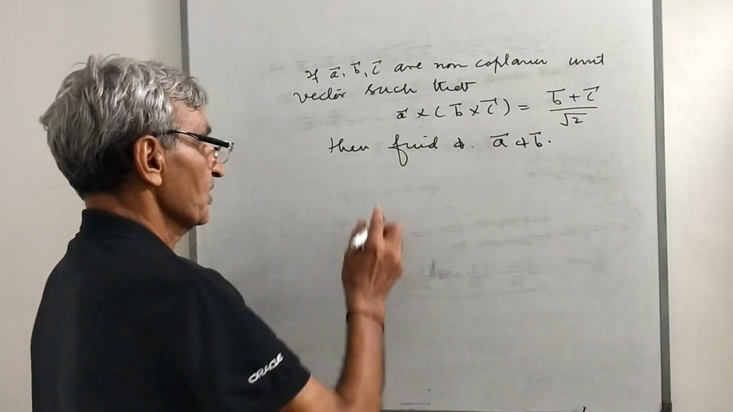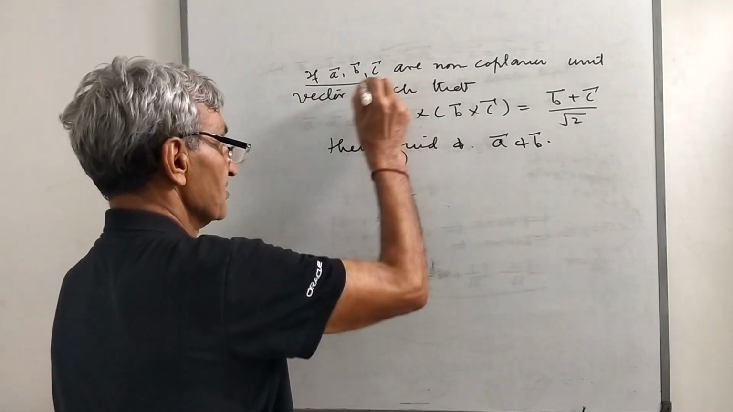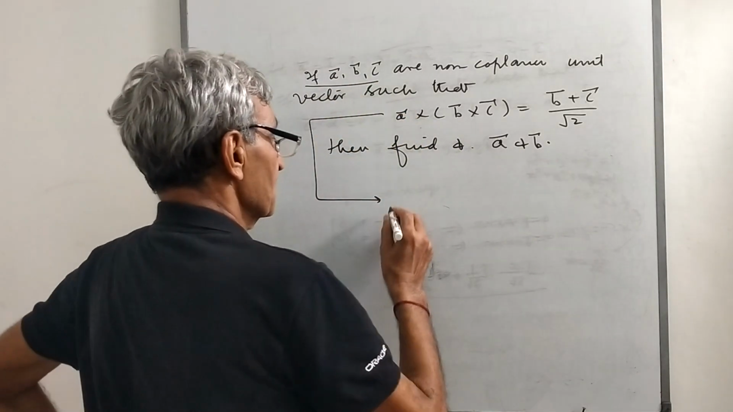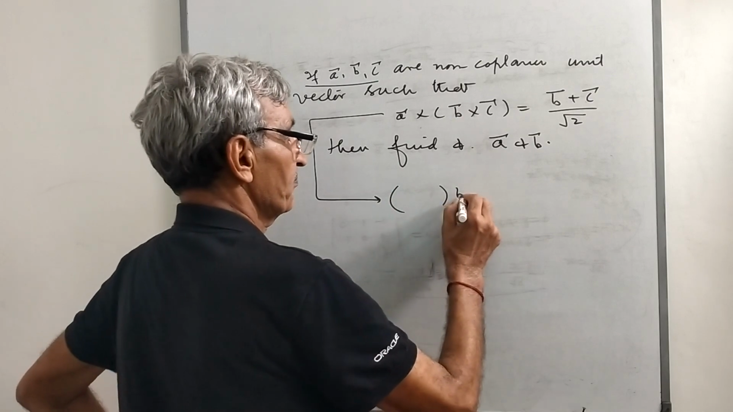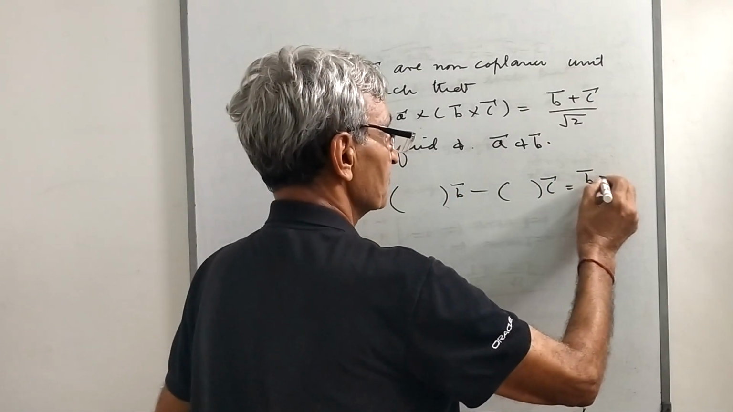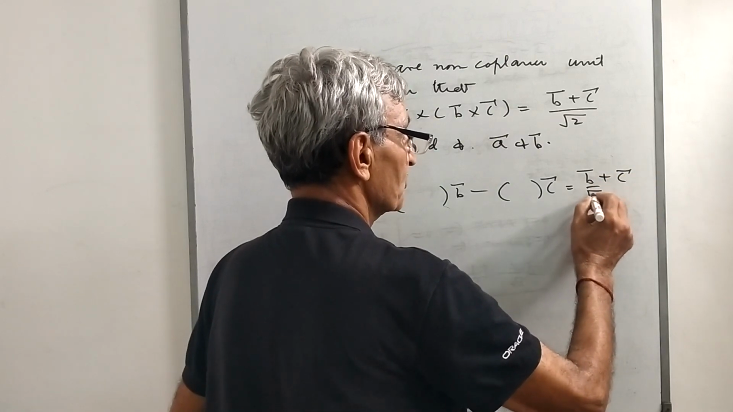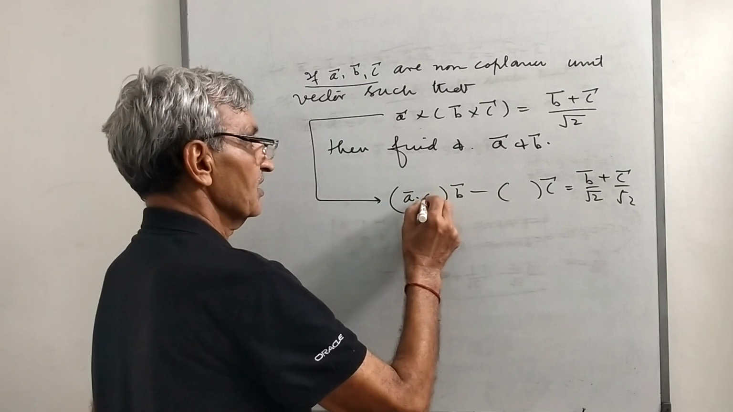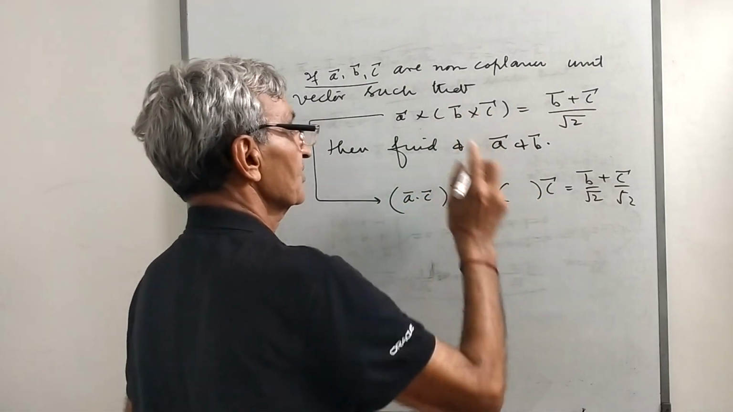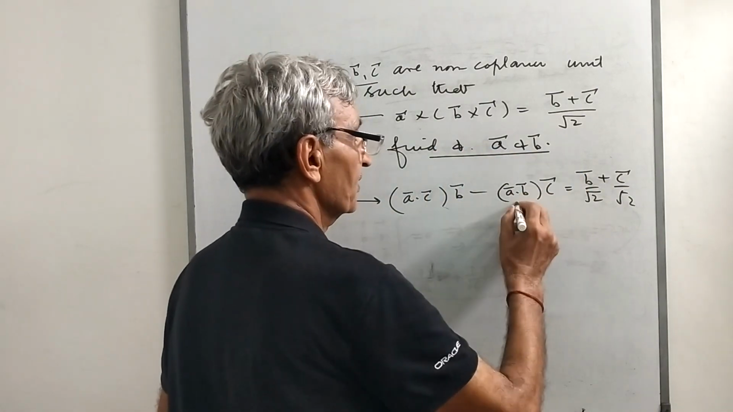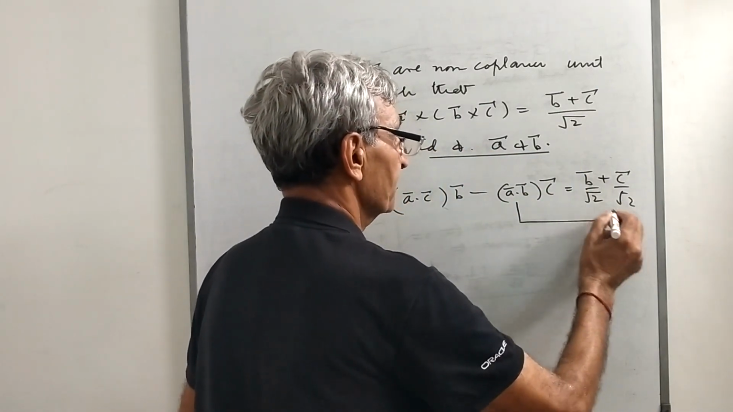Here I go. First of all, they are unit vectors. A cross (B cross C) is equal to B plus C divided by root 2. Remember this. This gives B times A dot C minus C times A dot B. And they are equal. I have to find the angle between A and B. Let me compare with C.